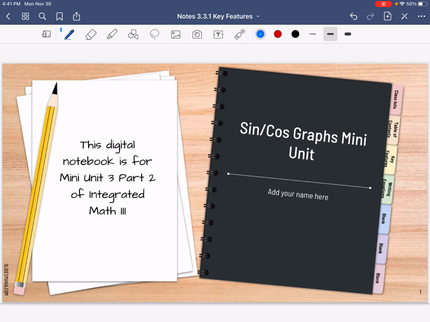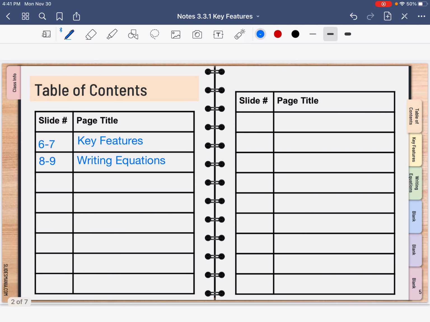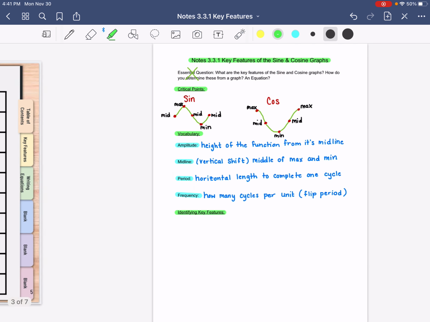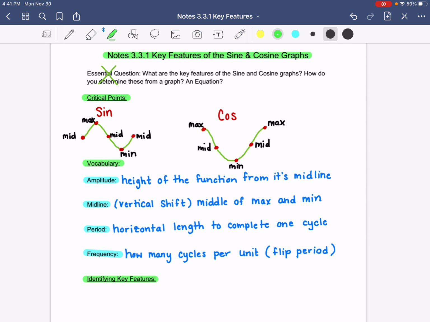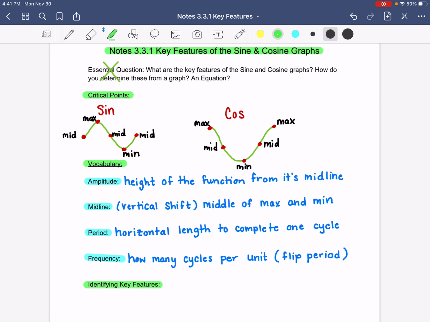Hi guys, these are our notes about key features of the sine and cosine graph. We got a new little digital notebook just for this week. You can fill in the table of contents. You could honestly put both of them in right now, but we're going to be on slide 6 and 7 today, talking about key features of the sine and cosine graph. You should have already taken some notes.